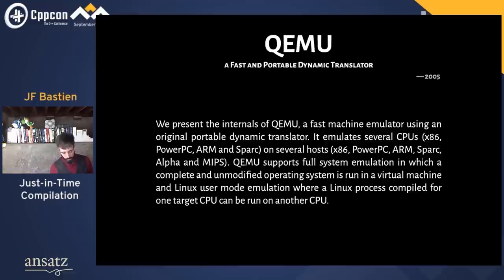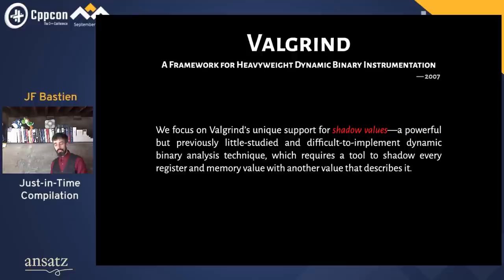That's another thing. This one is pretty familiar to most people, Valgrind. It's a framework for heavyweight dynamic binary instrumentation. And the paper says, we focus on Valgrind's unique support for shadow values. It's a powerful but previously little studied and difficult to implement dynamic binary analysis technique, which requires a tool to shadow every register and memory value with another value that describes it.